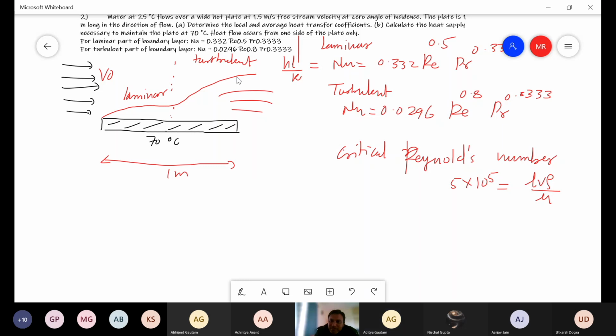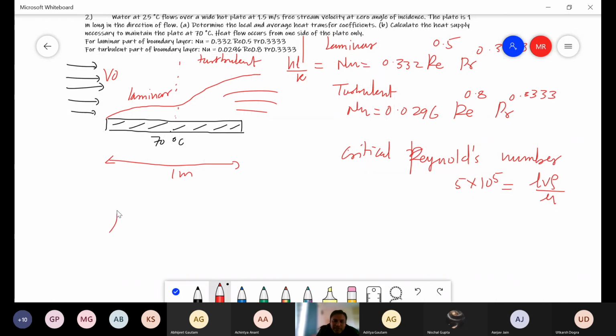Yes, sir. So now let's calculate the critical length LC at which I get this Reynolds number equal to 5 into 10 raised to the power 5, because I need to know up to how much length my laminar region is going to be there, and up to how much length my turbulent regime is going to be there, or whether only the laminar regime is going to be there throughout this length. That I can find out only by finding this critical length. Now, in order to find out this critical length, I need to know L, V, rho and mu.